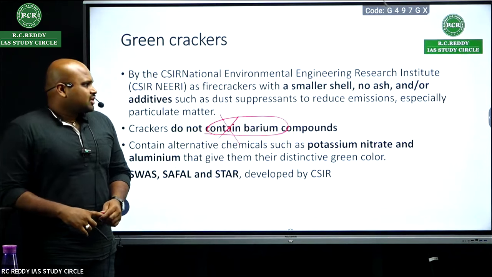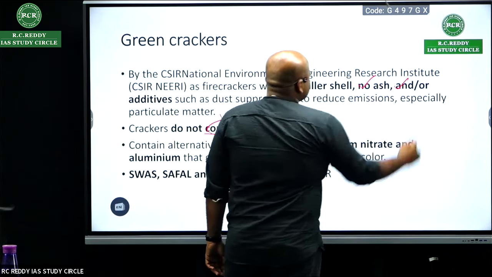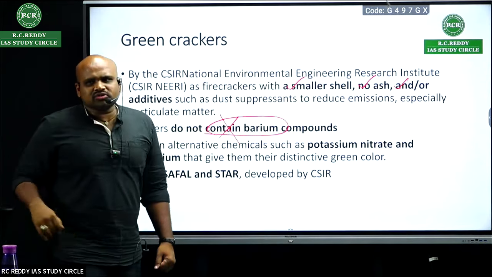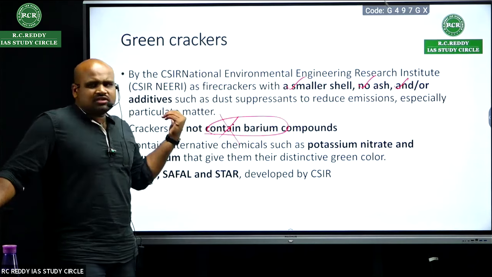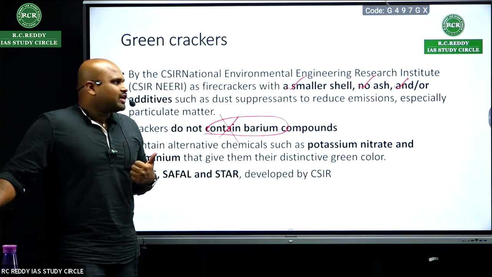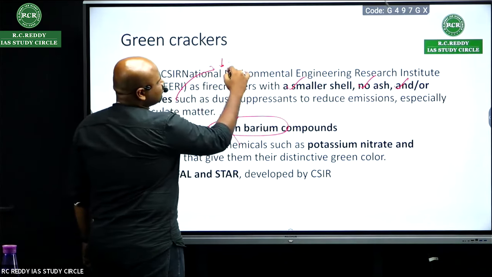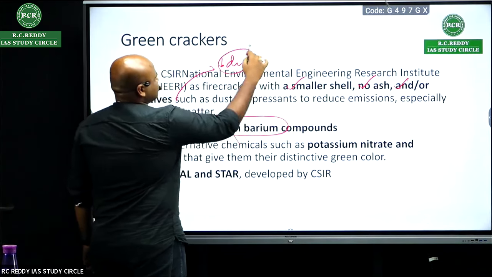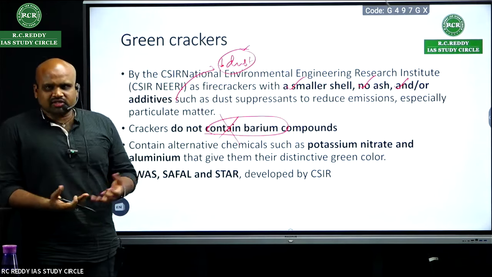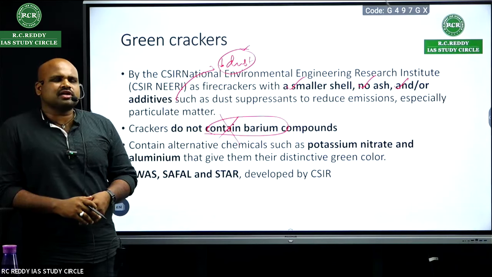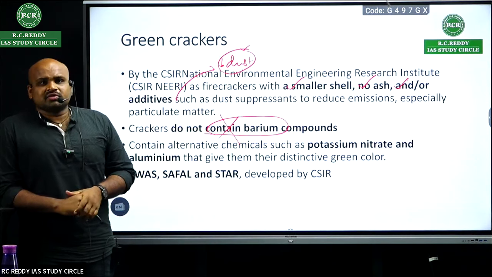That is one dimension. The second dimension that I have to understand here is, whenever I reduce the ash content, have smaller shells, and also use additives, what kind of additives? The additives which fundamentally reduce the amount of dust released after bursting of the cracker. I call that particular cracker a green cracker. There was one question regarding green crackers in 2019.